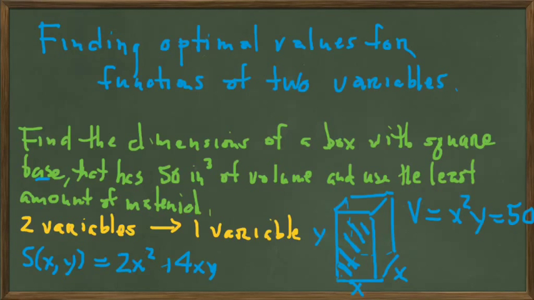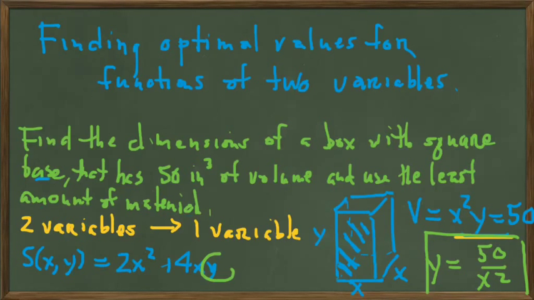We've written the volume, the area of the base times the height, x squared y is 50, and we can solve that for y to get y equals 50 over x squared. We are then able to use the fact that y can be written in terms of x to substitute that in place of y here and change it from being a two-variable problem to a one-variable problem. So let's see how we do that on the next blackboard.